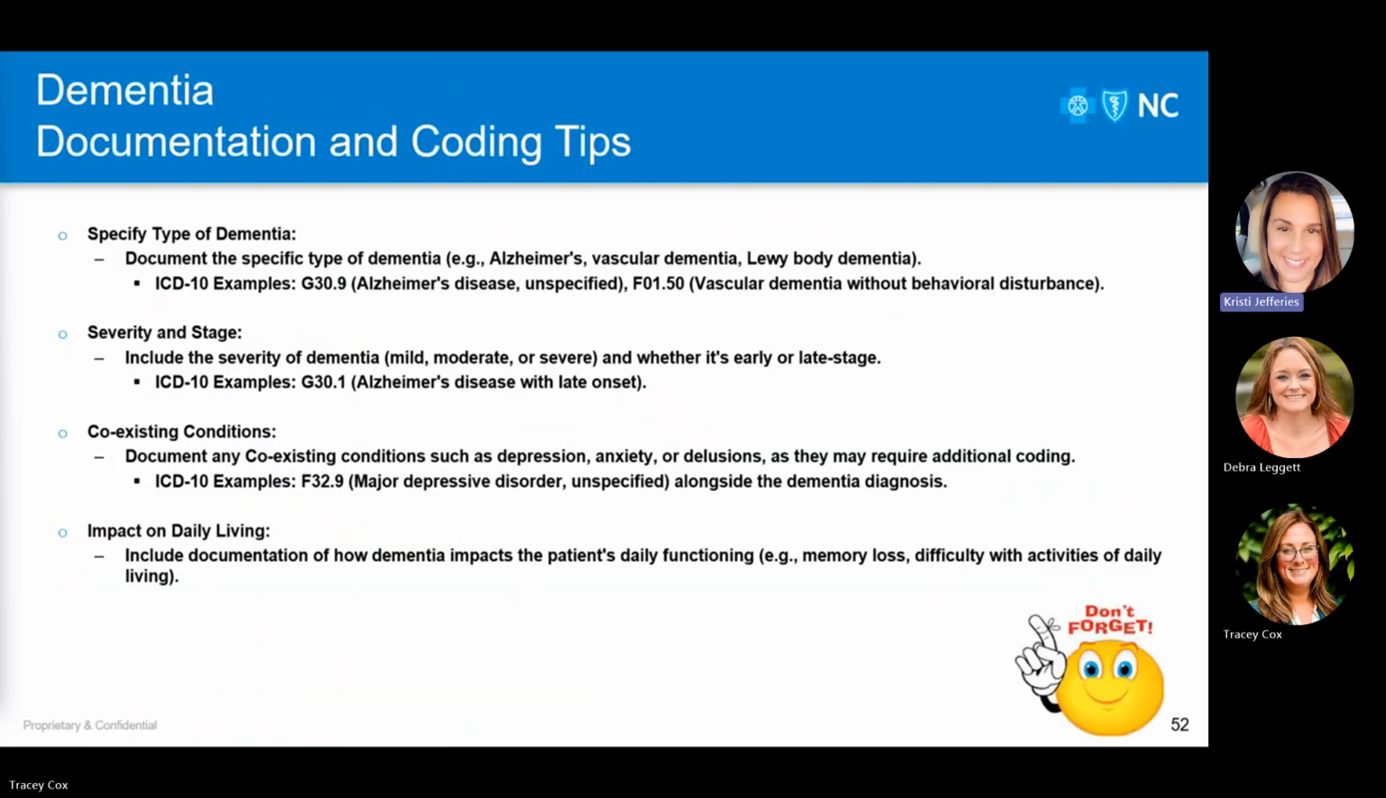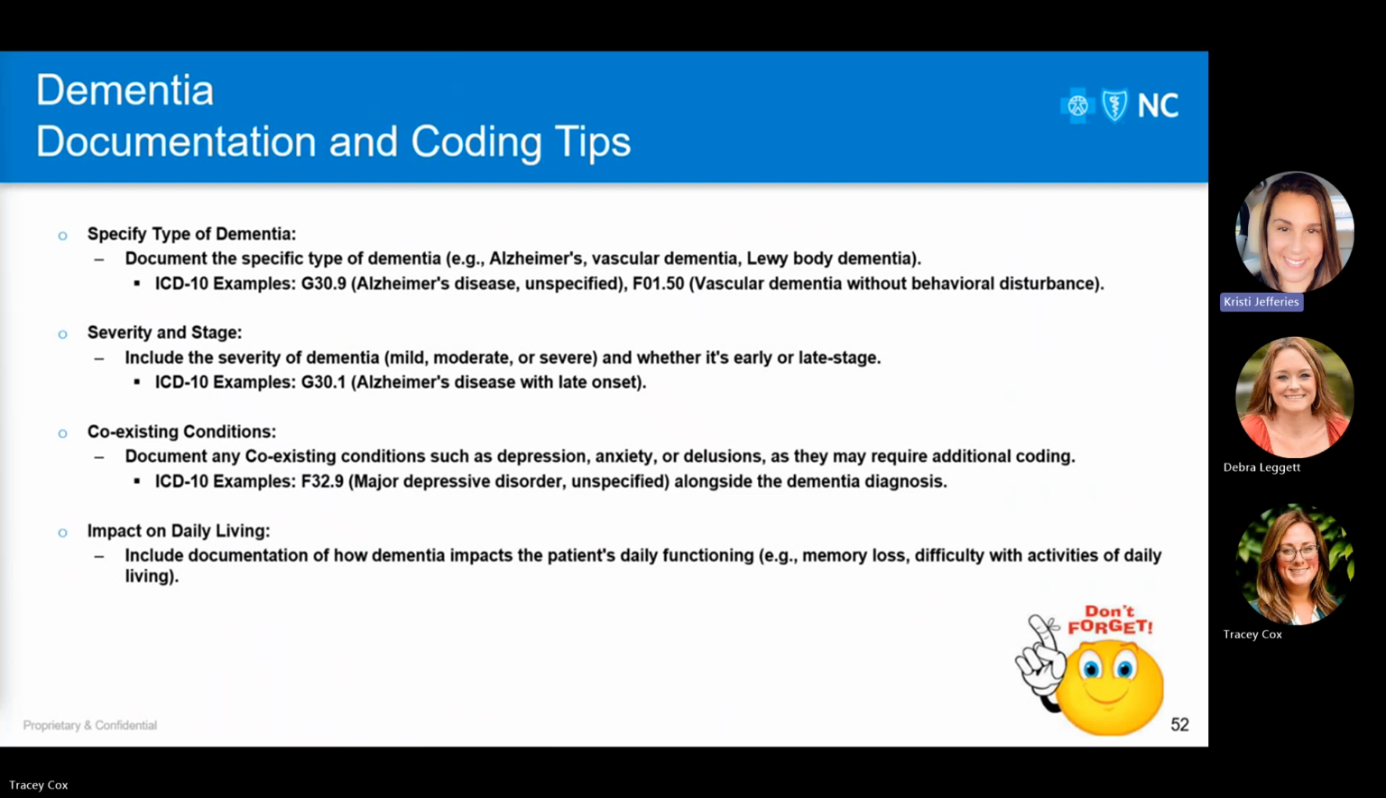Let's talk about some coding tips and documentation for dementia. Make sure to specify the type of dementia, whether it's Alzheimer's, vascular dementia, or Lewy body dementia. This specificity ensures accurate coding. Behavioral disturbances like agitation or psychosis need to be clearly documented. For example, vascular dementia with behavioral disturbances uses a different code than without behavioral disturbances.